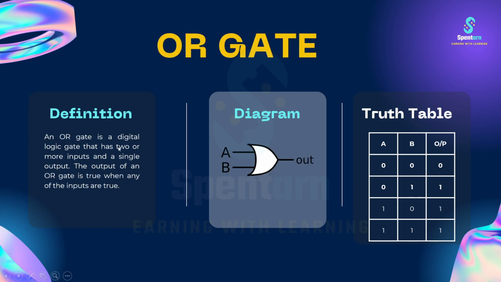So OR gate, the definition of OR gate is similar to the AND gate, but the difference is that in OR gate, the output would be true when any of the inputs is true. OR gate is something acting like a plus in the mathematical operation, right? So we are giving A and B and we are getting out. So 0 0, 0 plus 0 would be 0, 0 1 is 1, 1 0 is 1, 1 1.